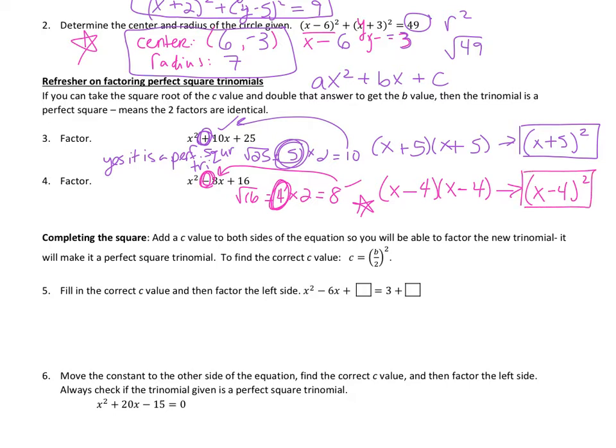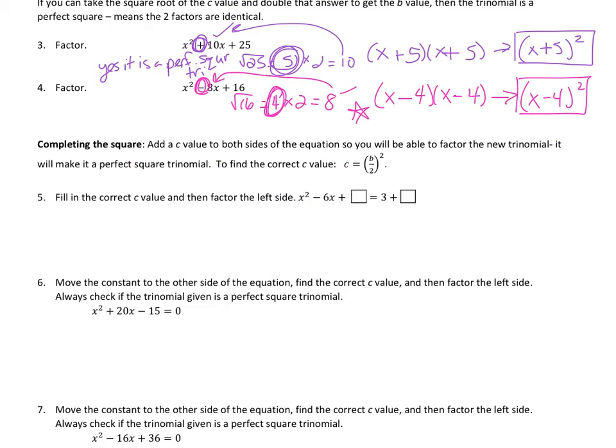All right, so here's a refresher on completing the square, because I know some of the algebra classes last year went through this at the end of the school year. In completing the square, basically, you want to take a trinomial that is not a perfect square trinomial and make it one. So the way to do that is we need to add a new c value onto both sides of our equation so that we're able to factor that new trinomial, and it will be a perfect square trinomial.